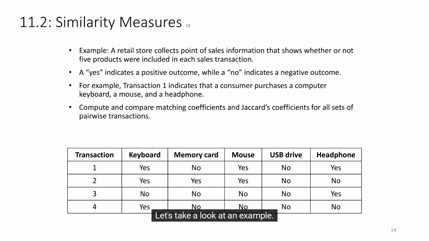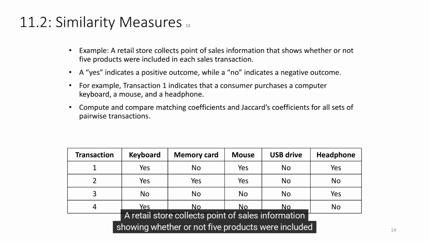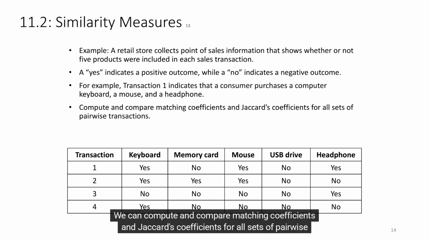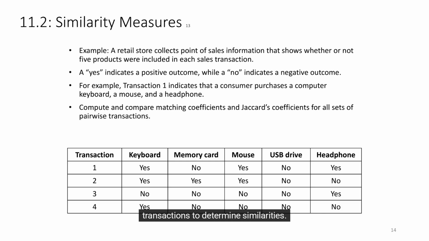Let's take a look at an example. A retail store collects point of sales information showing whether or not 5 products were included in each sales transaction. We can compute and compare matching coefficients and Jaccard's coefficients for all sets of pairwise transactions to determine similarities.